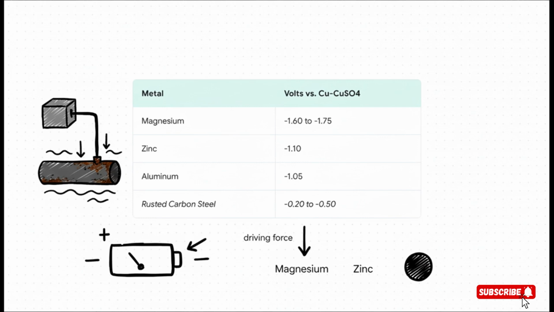This difference in voltage is what we call the driving voltage. So if you connect magnesium at, say, -1.75 volts to steel at -0.5 volts, you get a difference of 1.25 volts. That voltage is the push that drives the protective current from the anode to the steel. The bigger that difference, the more current you can get.